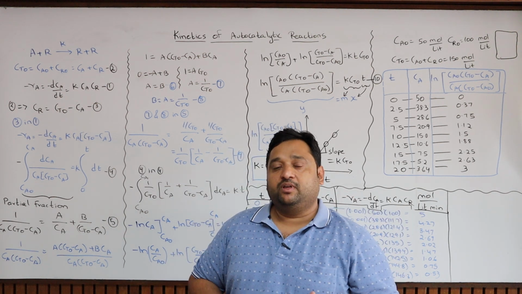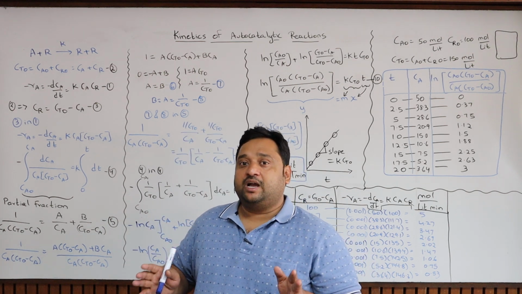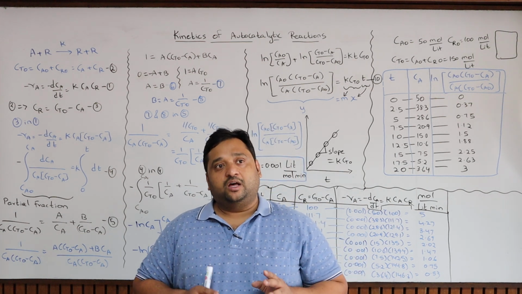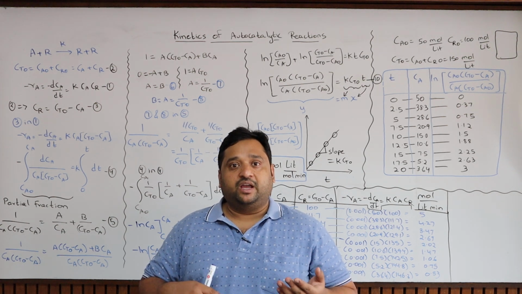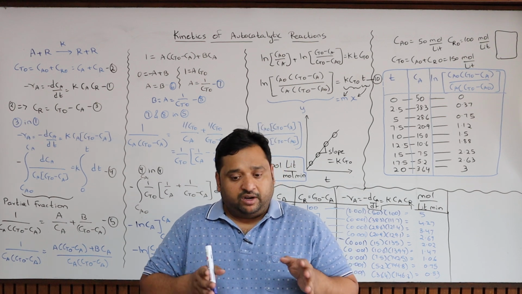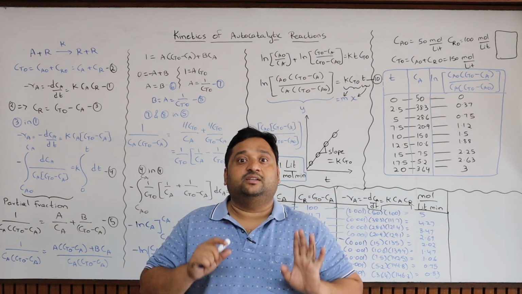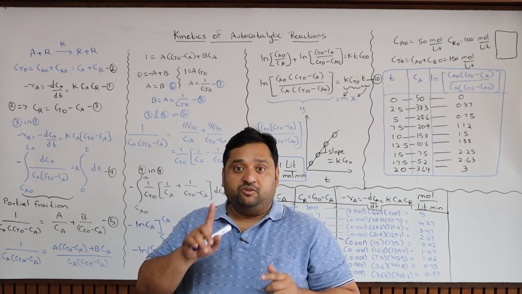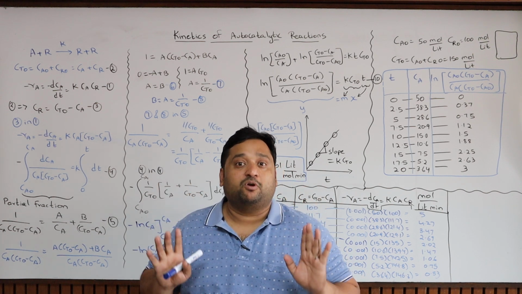As we are discussing the kinetics of different kinds of reactions, today we are going to discuss the kinetics of autocatalytic reactions. These reactions are a bit dangerous in the sense that the speed of the reaction is very fast. Autocatalytic reactions are those in which one of the products itself is a reactant, right? Yes, because A plus R gives rise to R plus R. R is my reactant as well as my product.